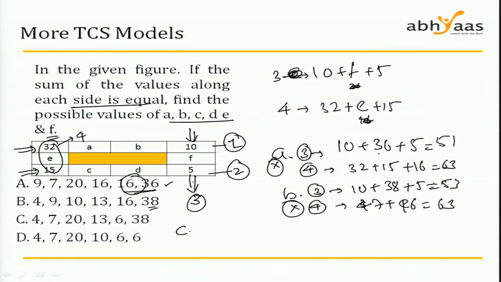Let's move on to option C now. What does your option C say? Right, it says your third side value is again 38. So 10 plus 38 is 48. 48 plus F value is how much?